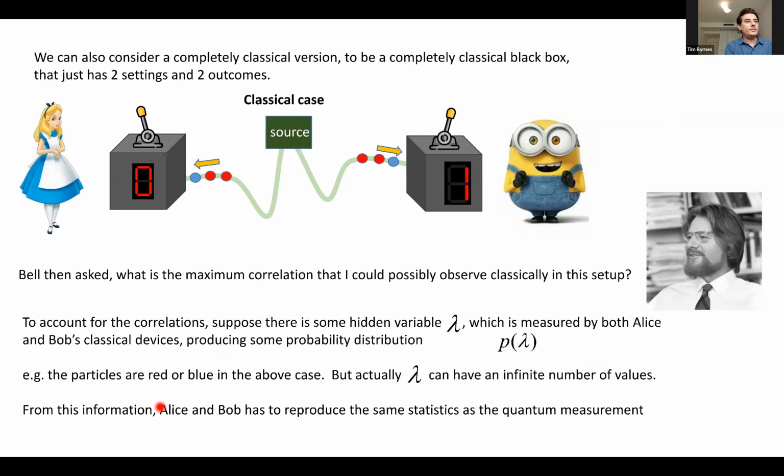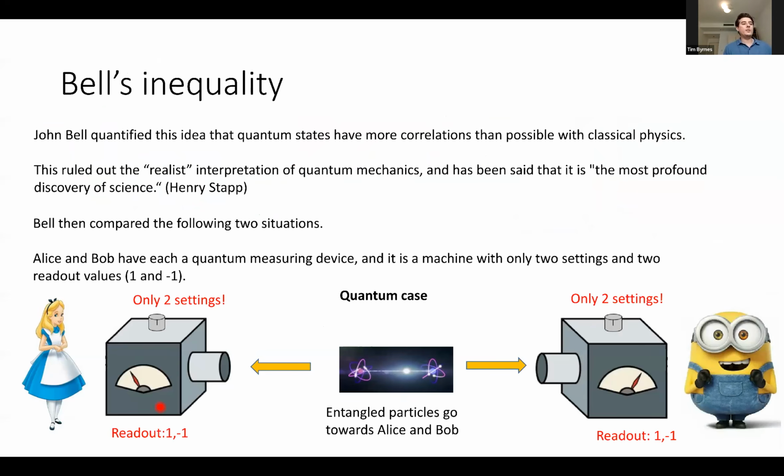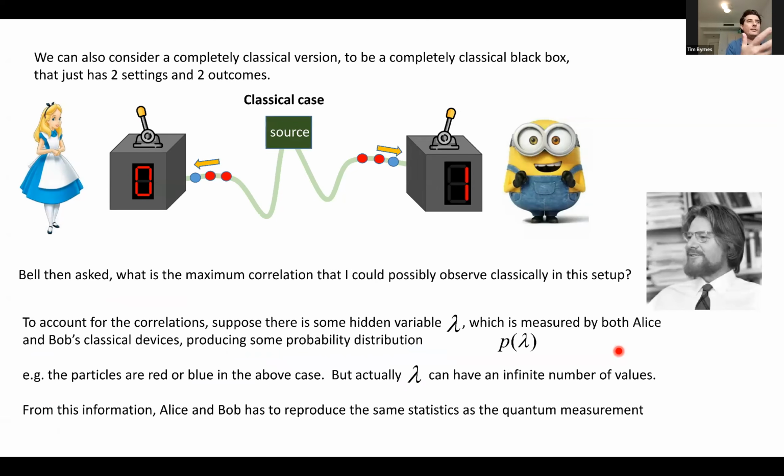So that's the quantum version of the setup that we're going to consider, where we have an entangled state in the middle here. So we've got some entangled state and there's some quantum measurement device. But we're going to first also consider a classical version of it, with the same basic setup.